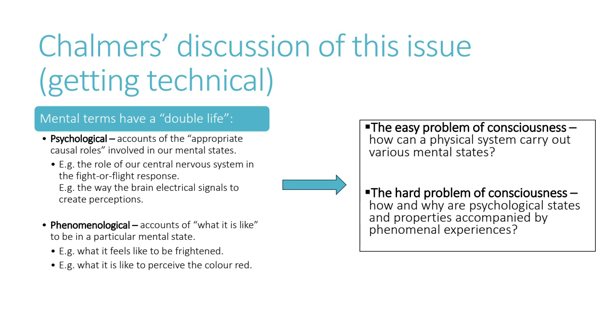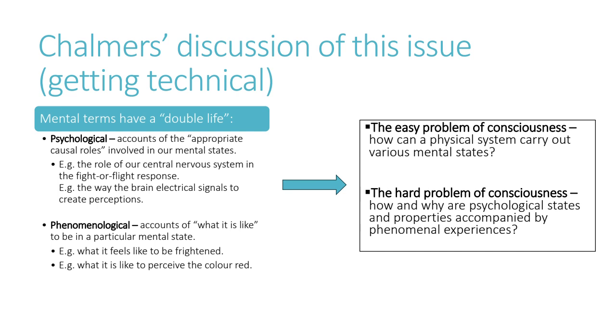In the opening chapter of a book called The Conscious Mind, one of David Chalmers' famous books, he presents the idea that mental terms have what he calls a double life. That is, he says, there's the psychological life of a mental term. By mental term, he means the words that we use for things like memory or fear or thought or whatever it might be. So he says that on the one hand, there's the psychological account that we give.